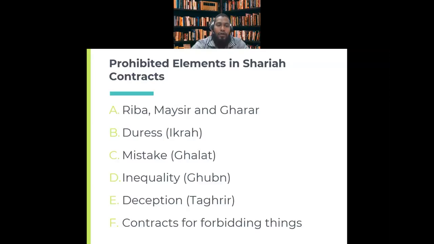Inequality, which is gubon, means that if the product that we get is significantly different from the characteristics mentioned by the seller, then it is called al-gubon, or inequality. If there is deception, meaning cheating in either way, in terms of the quality of the product, and also if there is any kind of fraud in the contract, that comes under deception and will make the contract invalid. And then the contract of prohibited things like alcohol, wine, or any non-halal food made of pork, all of those are prohibited products. So all of those will be forbidden.